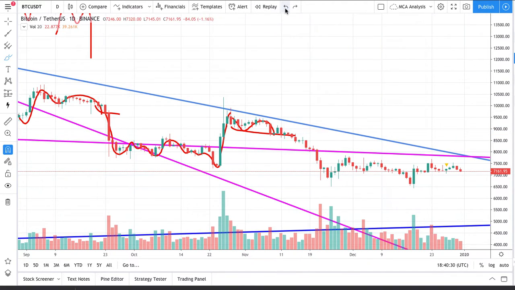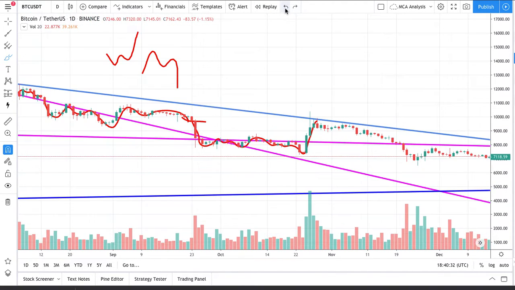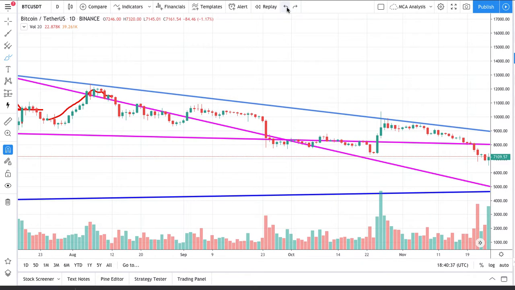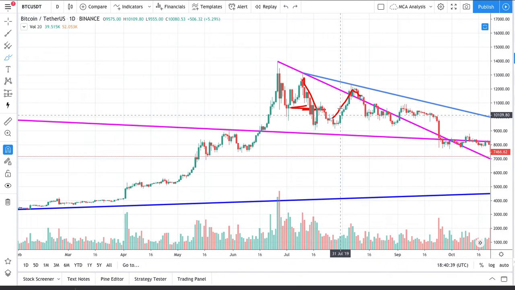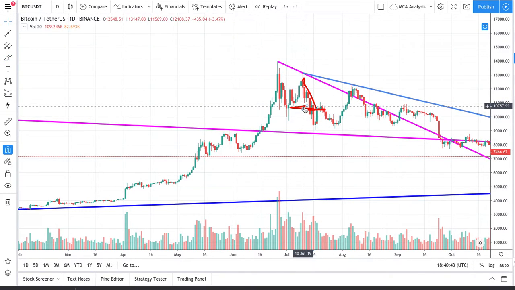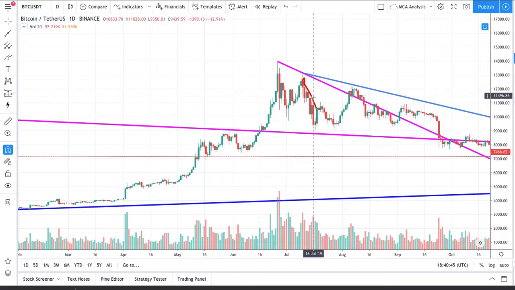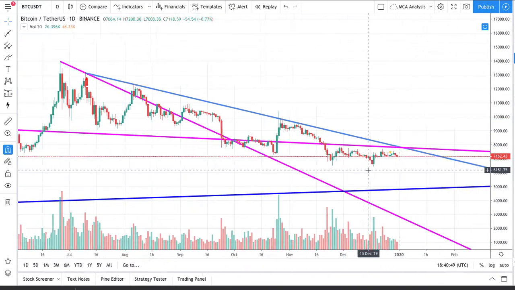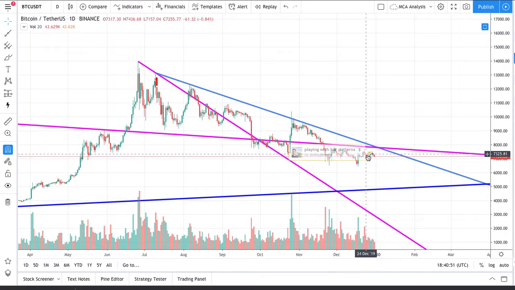Okay, so I'll go back, back, back. Or I'll just delete these, because I'm trying to show you that we've sort of escaped away from this purple trend line at the moment, this purple one right over here. We've kind of escaped away from it. As you can see, we've run away.